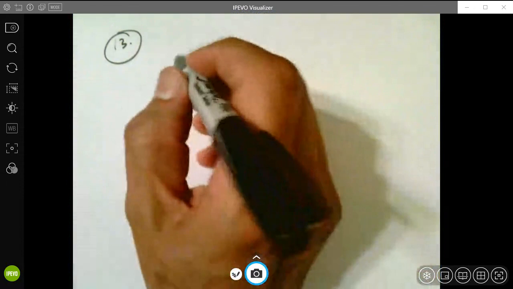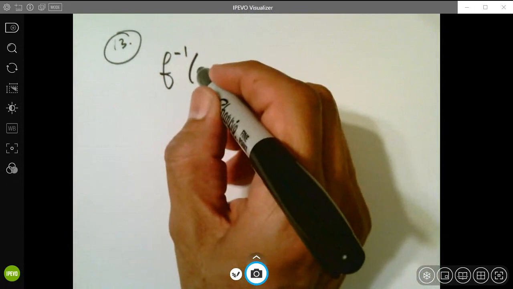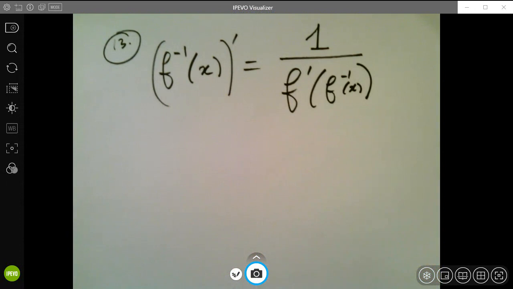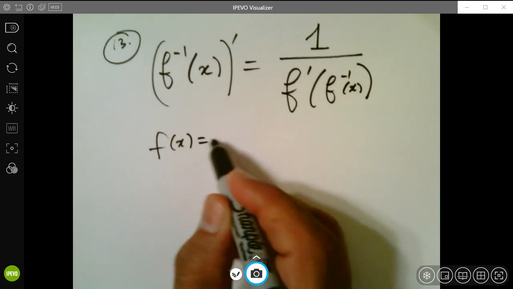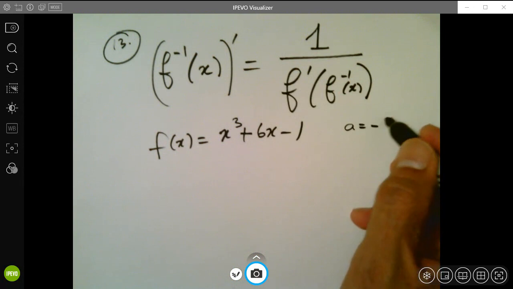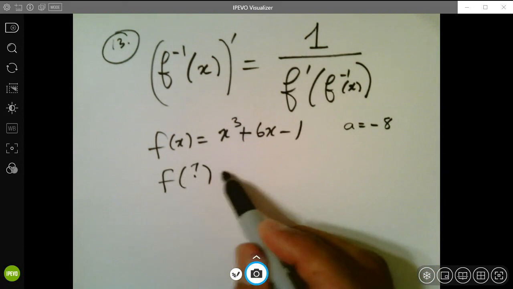So this is the formula normally: f inverse of x prime. So what do I have here? I have f of x is x cubed plus 6x minus 1, and the value we are picking is negative 8. But you have to know which value gives you negative 8. Usually they give you some easy values.